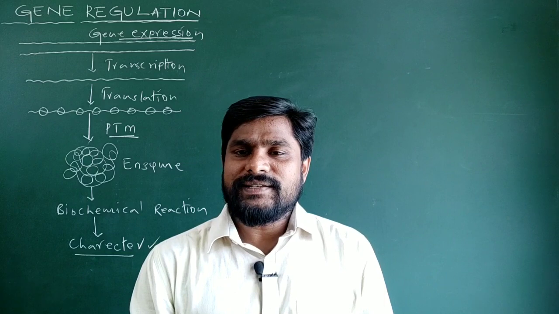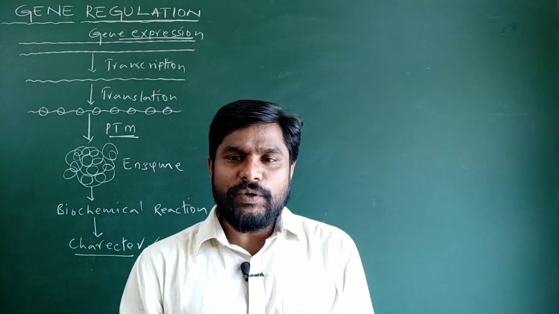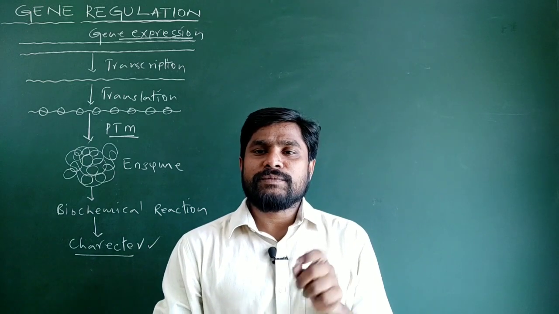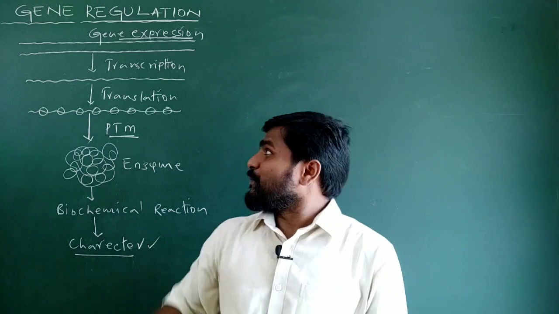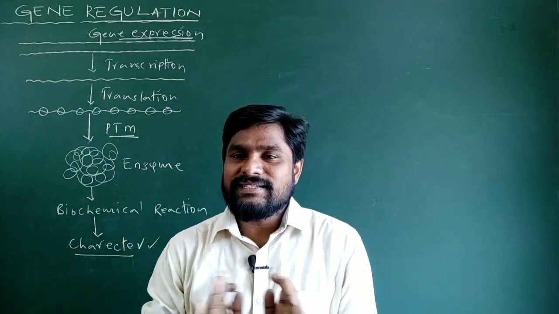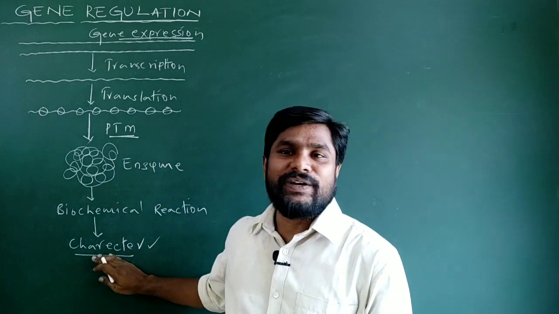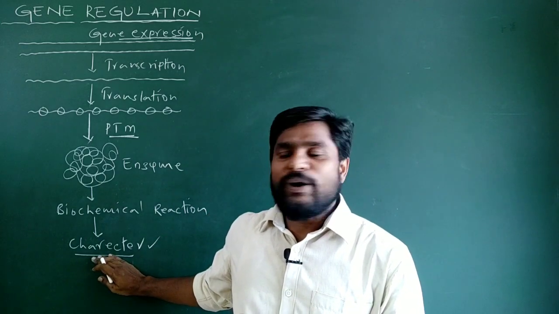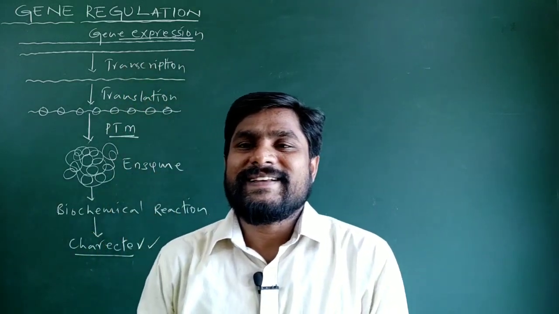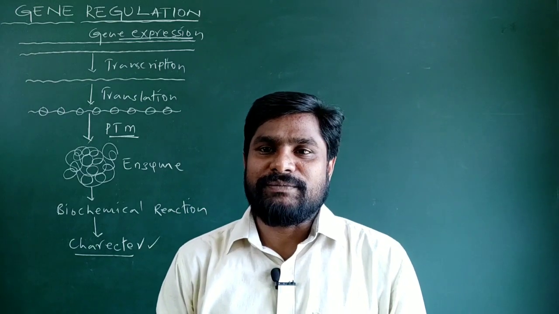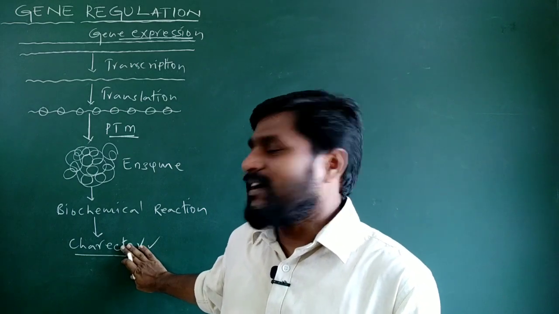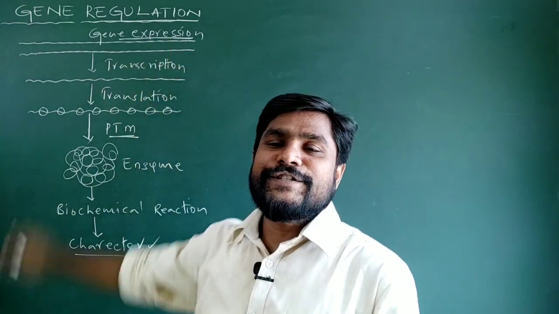Because whenever the body of an organism requires the expression of a particular character, only then does the gene responsible for that character get involved in gene expression. If the body of the organism doesn't require the expression of a character, then the gene for that particular character won't undergo transcription and translation. It remains suppressed. This is what we call suppression. Expression of a character is called gene expression, and non-expression of a character in the organism is called gene suppression.